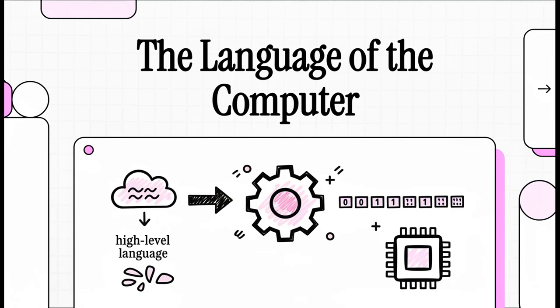All right, let's get right into it. We write code in these languages that look a lot like English, but the processor, the actual brain of our computer, that's just a piece of silicon. It only gets electricity. So how in the world does one talk to the other? That's the big mystery we're going to crack today.